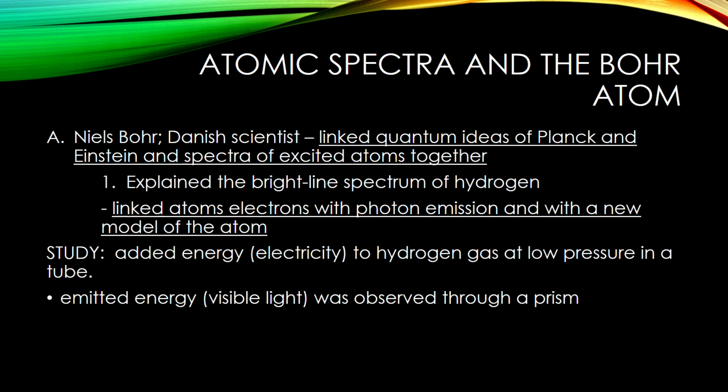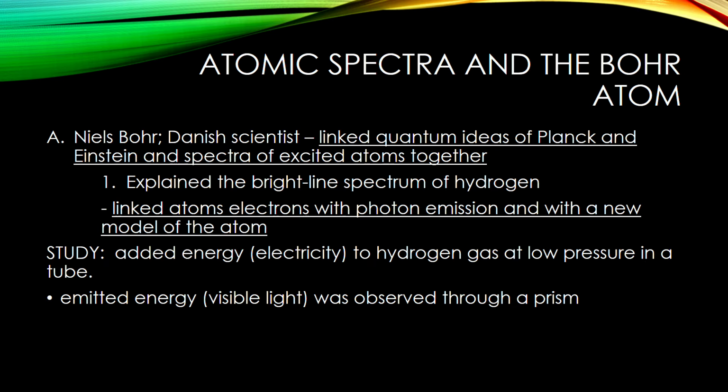So Niels Bohr, who was a Danish scientist, was the person who was able to link these ideas together, specifically the idea of light as a particle as well as the spectrum. He was able to explain the bright line spectrum of hydrogen. To do this, he created a new model of the atom that we call the Bohr model or the planetary model.